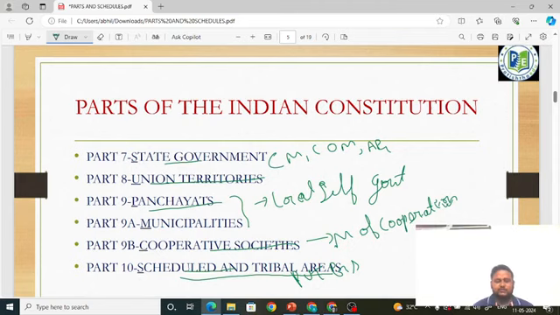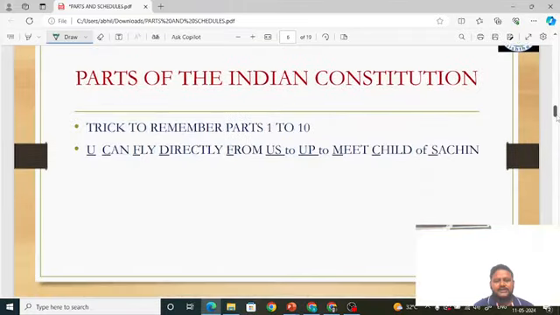Okay friends, moving forward, let us talk about the tricks to remember parts 1 to 10. This is very important friends. This is how you will remember. In the examination, with a lot of things which you learn and memorize, you may not be able to recollect immediately. At that time what comes to your help is the mnemonics.